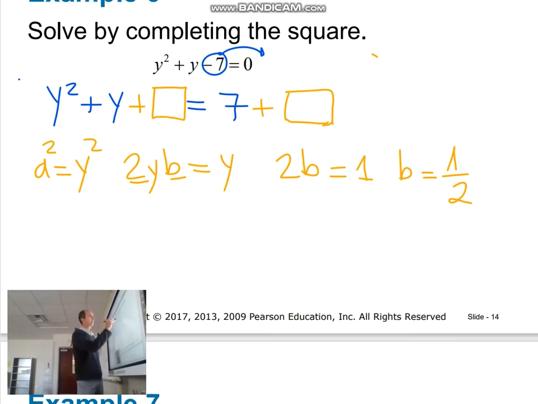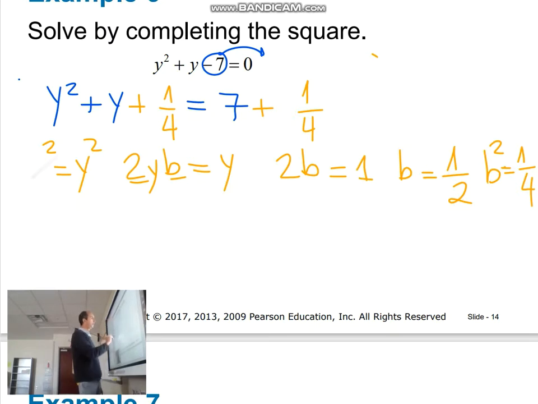Apply this and complete the square now, because we need b squared to complete it. b squared is 1 over 4. So plug in here 1 over 4, plug in here 1 over 4. Okay. Now we can complete the square.